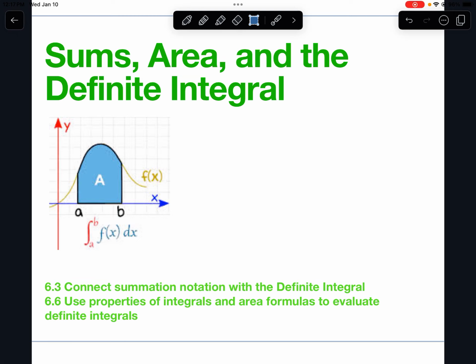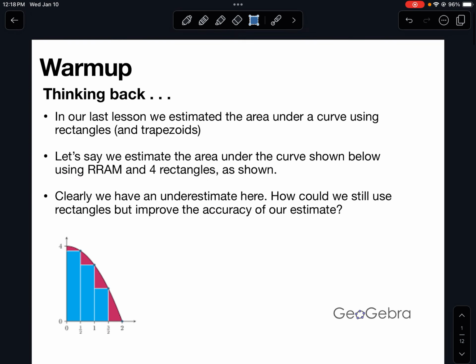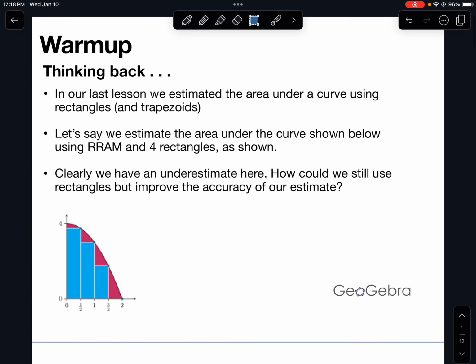Hello everyone, thank you for joining me today as we discuss sums, area, and the definite integral. We have two objectives today: to connect summation notation with a definite integral, and to use properties of integrals and area formulas to evaluate definite integrals. But to build up to that idea of a definite integral, we've got to connect to the past.